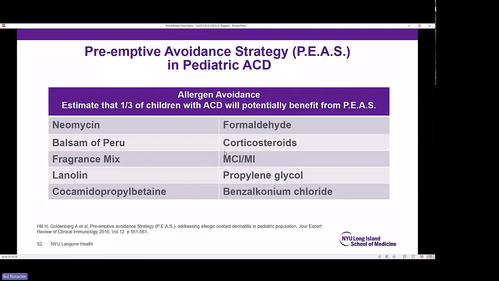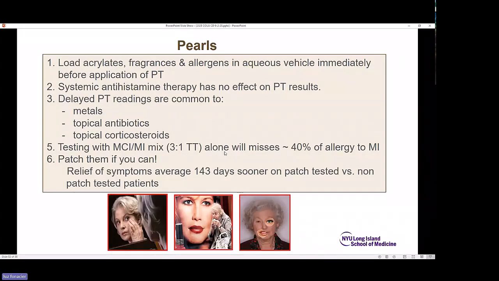In pediatrics, there has been a study on a recommendation on these, where it's estimated that a third of children with allergic contact dermatitis will benefit from a preemptive avoidance strategy. So avoiding these 10 allergens may improve the children prior, again, to patch testing. And if you cannot patch test, they may have to stay on these allergen avoidance products.